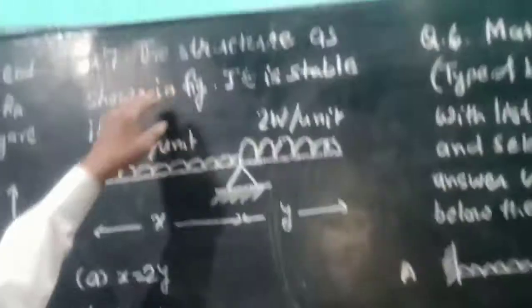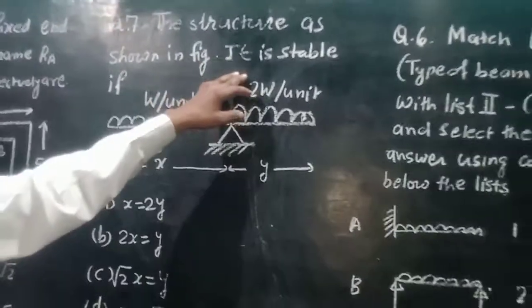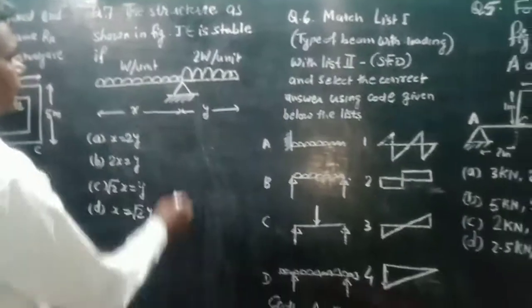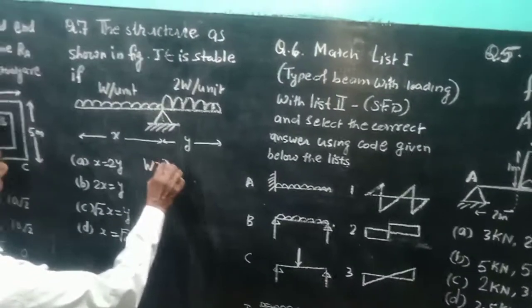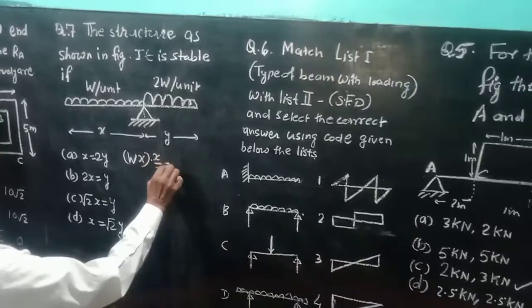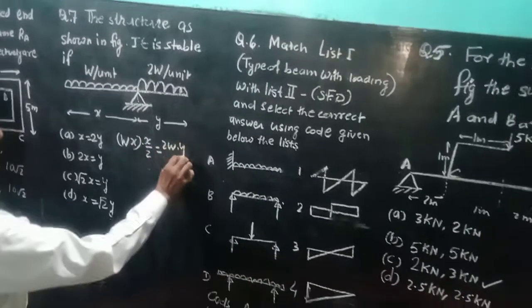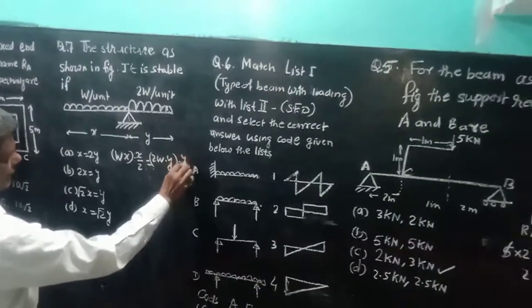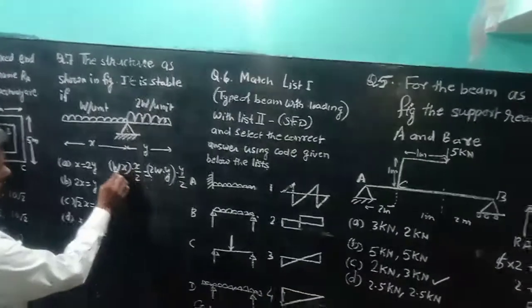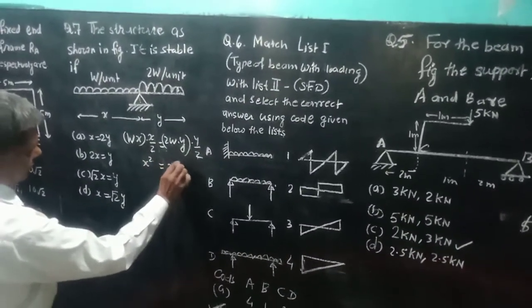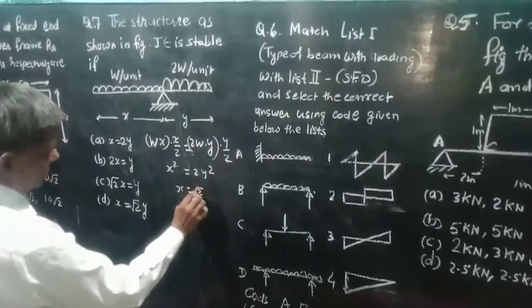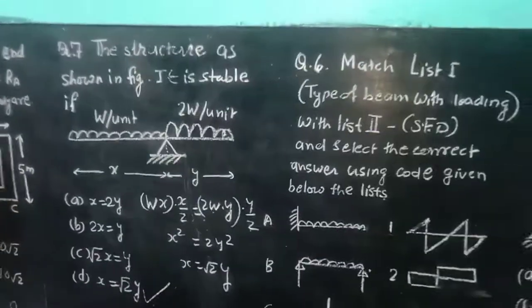The structure as shown in the figure is stable if, when the structure is stable, the moment about this side of the load and the moment about this side of the load are both equal. So this is W into x, total load acting at a distance x by 2, and this is 2W into y, total load acting at y by 2. So W by 2 and W by 2 cancel, therefore x square is equal to 2y square. So it means x is equal to root 2 y. This is the correct answer.